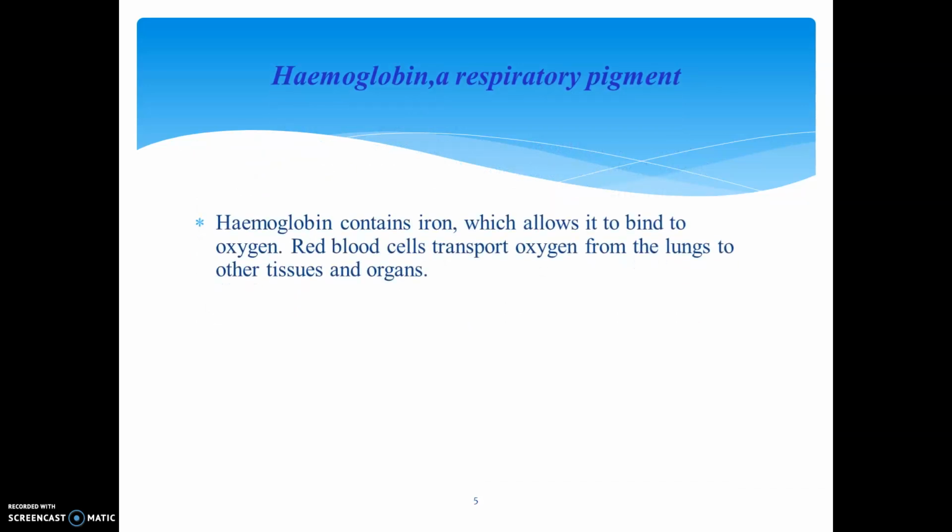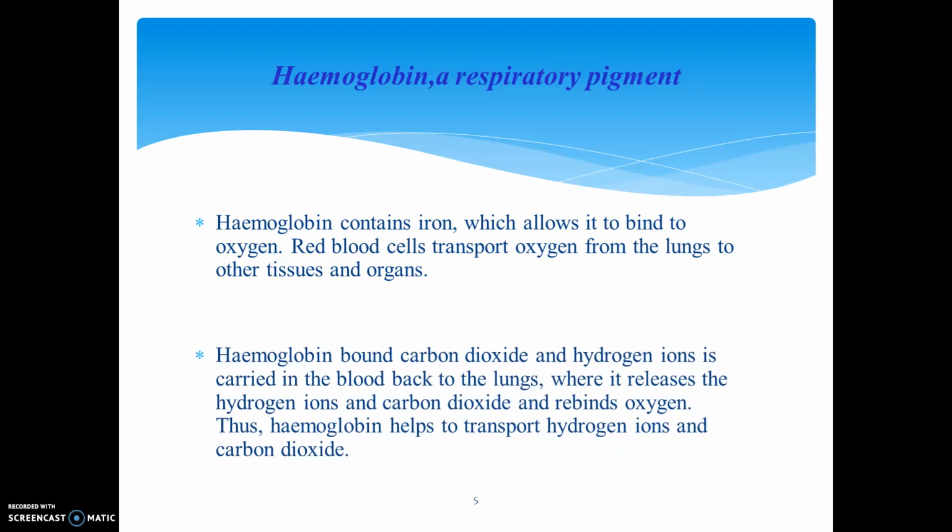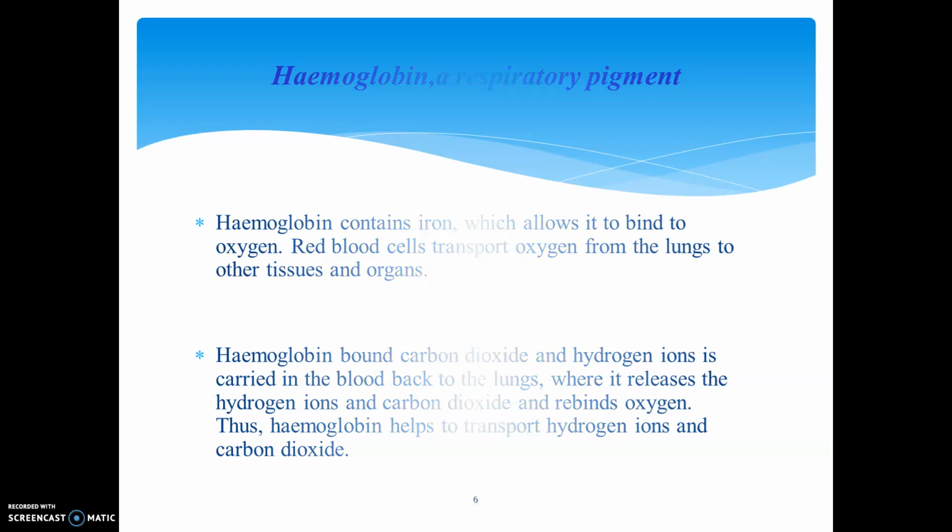Hemoglobin, a respiratory pigment which contains iron, binds to oxygen. Red blood cells transport oxygen from the lungs to the other tissues and organs. Hemoglobin-bound carbon dioxide and hydrogen ions are carried in the blood back to the lungs, where it releases the hydrogen ions and carbon dioxide and rebinds oxygen. Thus, hemoglobin helps to transport hydrogen ions and carbon dioxide.